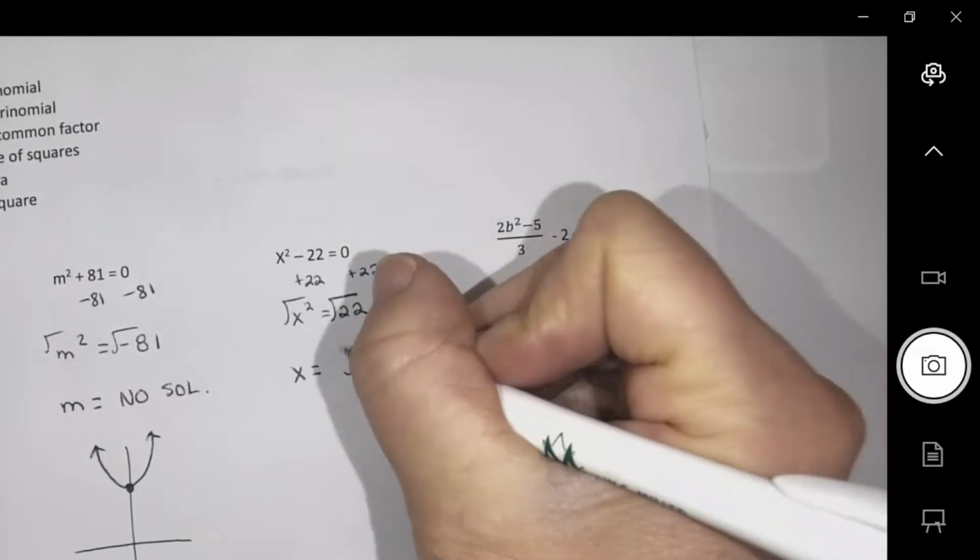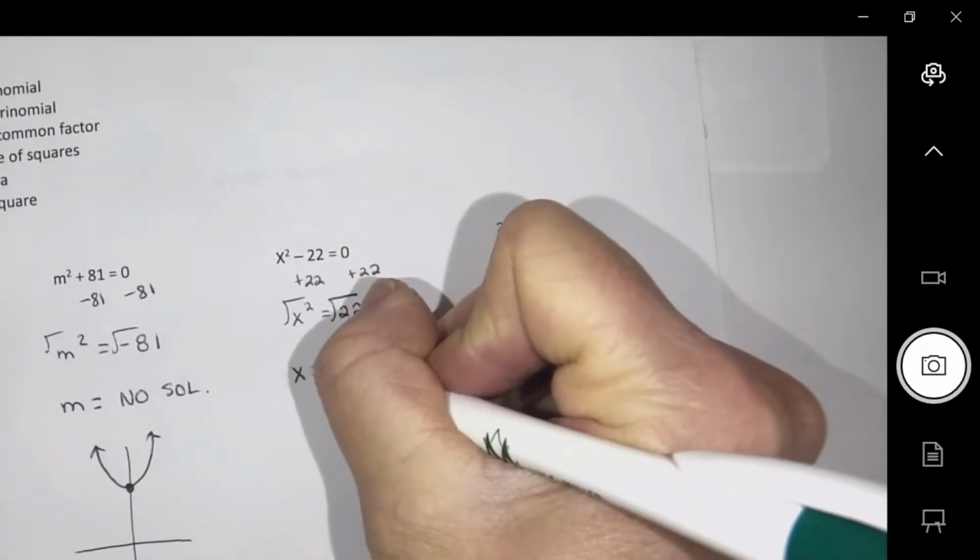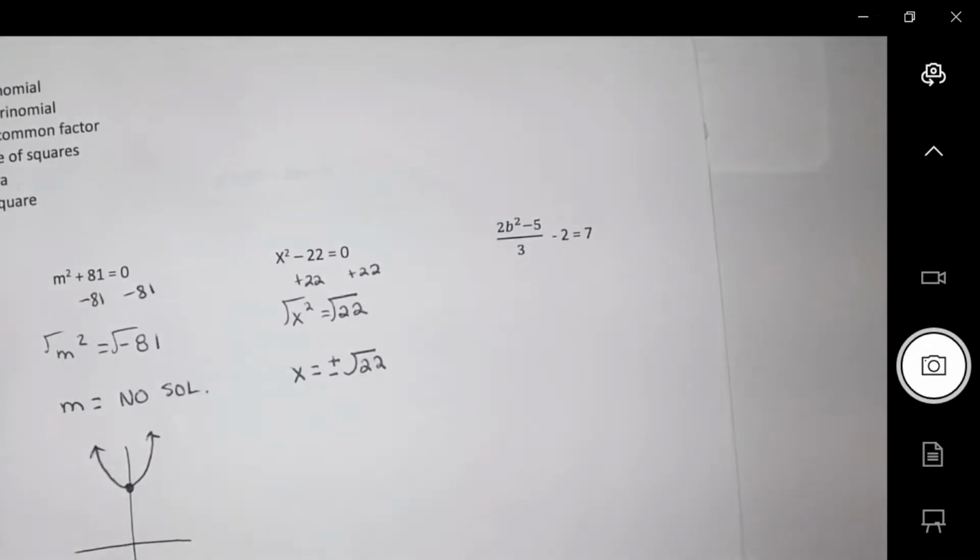But now I also need to put a plus minus in front. Just like this one. Okay? It's just different because it wasn't a nice, pretty, exact thing. So we leave those.